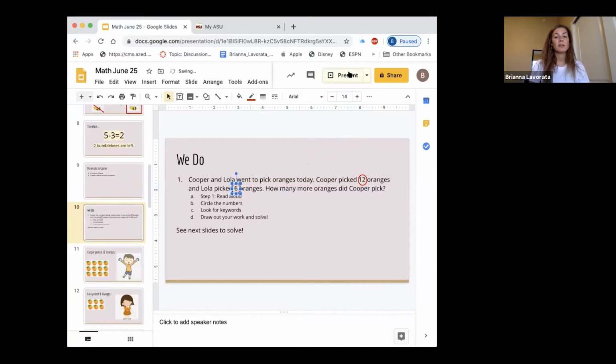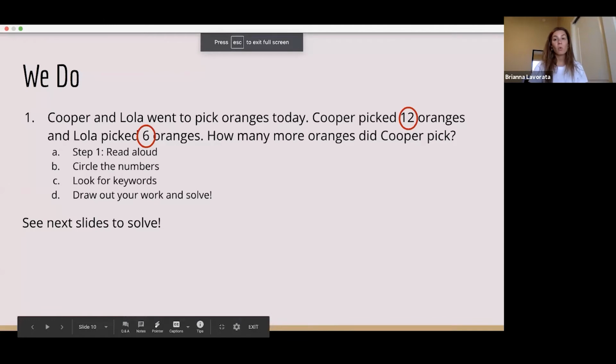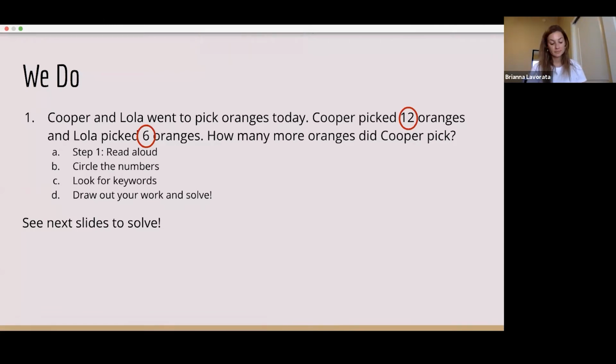So I know that I'm going to be focusing on 12 oranges and 6 oranges. I know that I'm going to be taking oranges away or comparing an amount because my question is saying, how many more oranges did Cooper pick? Okay, so this is letting me know that I need to take away an amount to figure out how many more oranges did Cooper pick than Lola. We know Cooper picked more oranges. He picked 12 oranges. So we want to figure out, well, how many more did he pick than Lola?